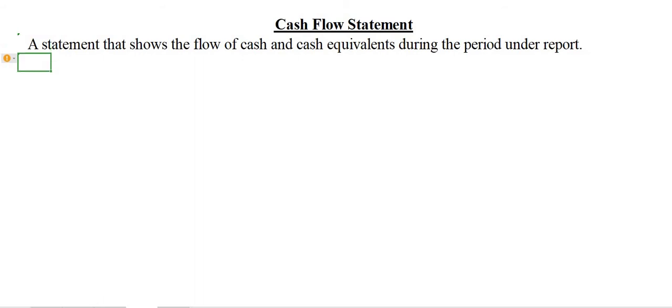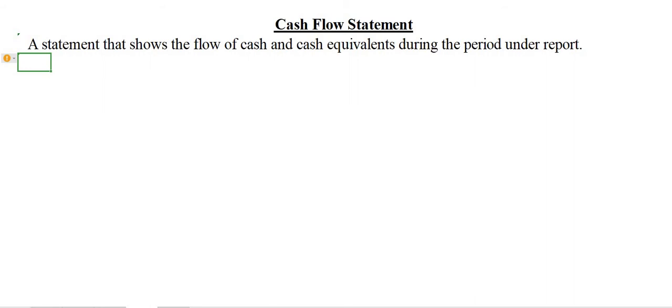A cash flow statement is a statement that shows the flow of cash and cash equivalents during a period under report. That means it is a statement which shows the flow of cash and cash equivalents. What is flow of cash and cash equivalents? We will study what is cash equivalent later. Cash equivalent means simply we can say that it is the amounts which are equivalent to cash. Not like liquid cash, but it can be immediately converted into cash, so it can be treated as cash equivalents. We will see which are the cash equivalents later.